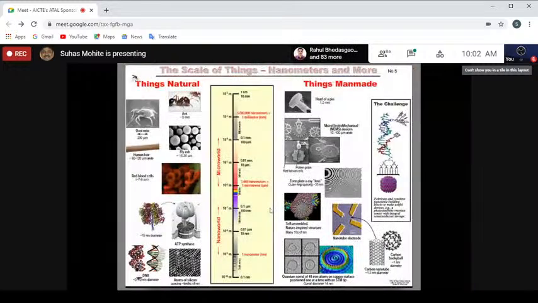This is a new development that is taking place in a big way. Now let us have a fresh look at the scale of the things that occur in nature and that are developed by humans. This scale starts at 1 centimeter and ends at 1 angstrom. From centimeter to angstrom are the two extremes of this particular scale.